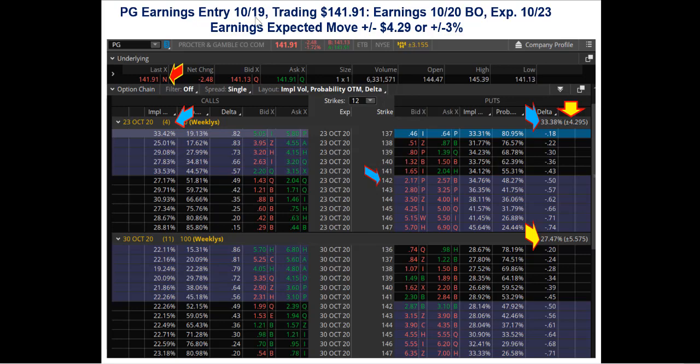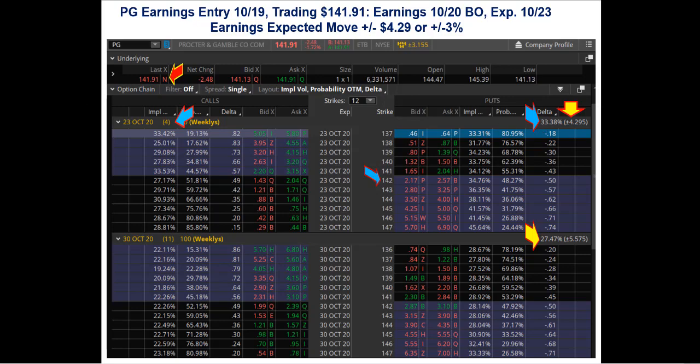Now, if you look at the expected move, we look at the implied volatility where my pointer is. Going into the earnings release it was 33.38%, so it was saying the expected move would be $4.29 up or down. That's the range the market was expecting, based on where it was trading at the close on the 19th. What we're looking at is higher implied volatility in the front week series, the 23 October, 4 days to expiration. We're going to sell that volatility, and we're looking for it to go down, which it does. It tends to collapse after an earnings release.